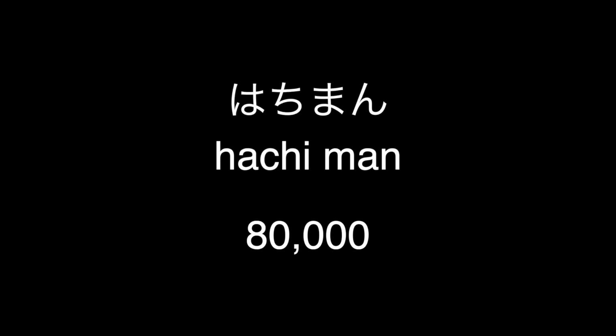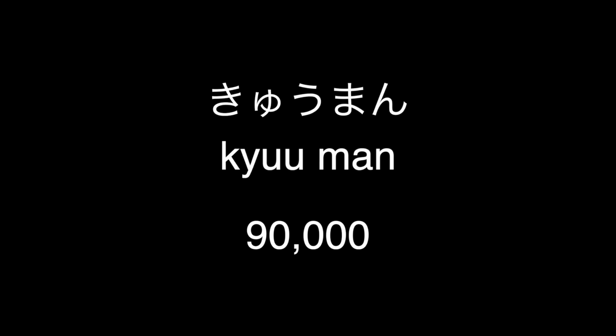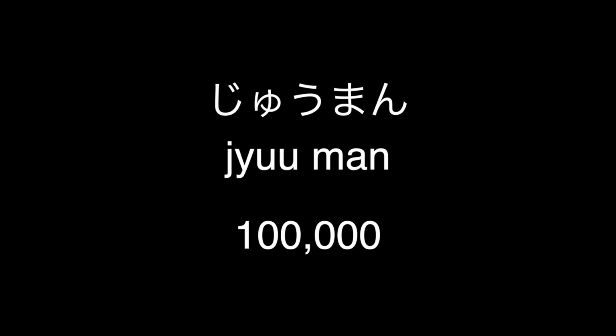And if you wanted to count more than just 10,000 in Japanese, all you have to do is put a different number in front of the word man to change the 10,000 amount. So here's how we count by 10,000s in Japanese. 10,000, ichiman. 20,000, niman. 30,000, sanman. 40,000, yonman. 50,000, goman. 60,000, rokuman. 70,000, nanaman. 80,000, hachiman. 90,000, kyuman, and 100,000 is juman.